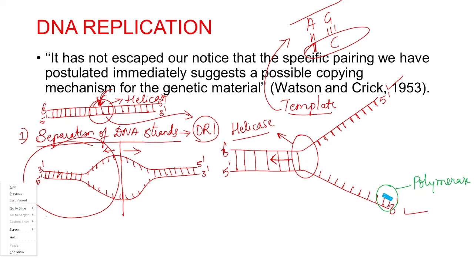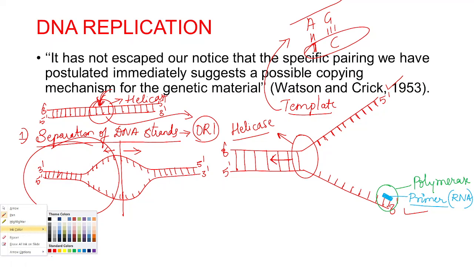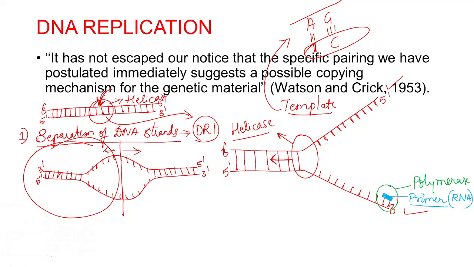Polymerase enzyme binds where? The region where the primer is attached. Do remember it is an RNA primer. At the region where the RNA primer is attached, the polymerase enzyme will come and bind to start the process of polymerization. When the process of polymerization is initiated, then what will happen?